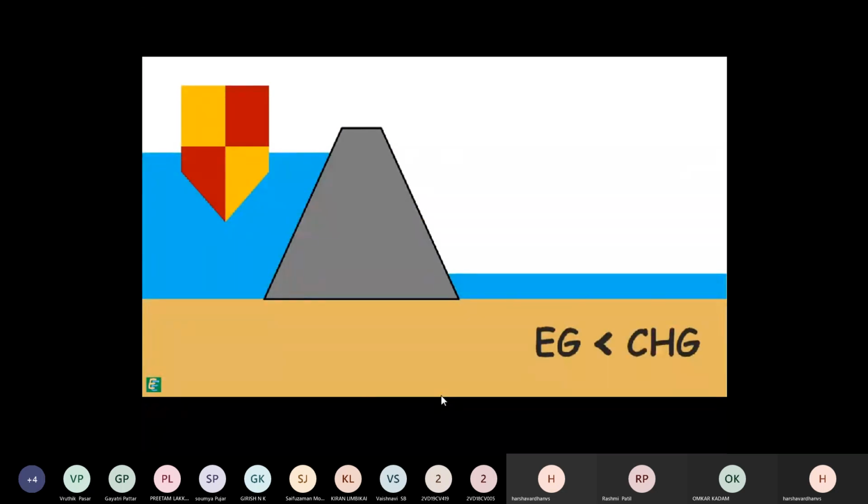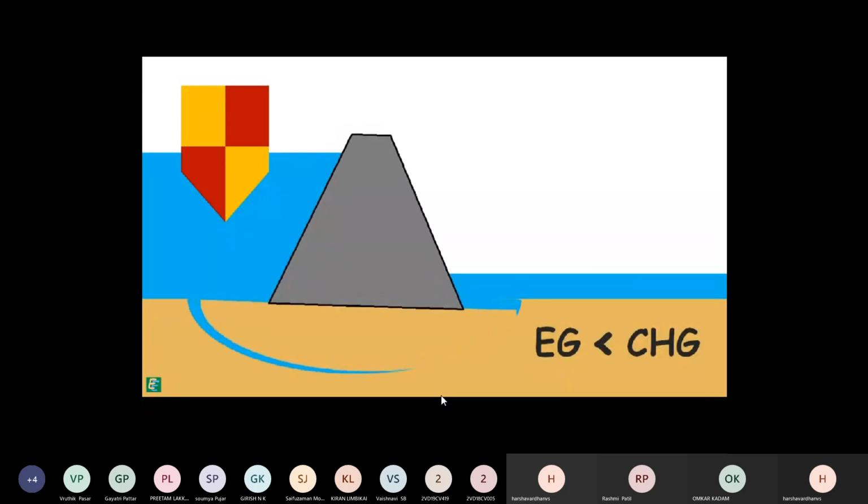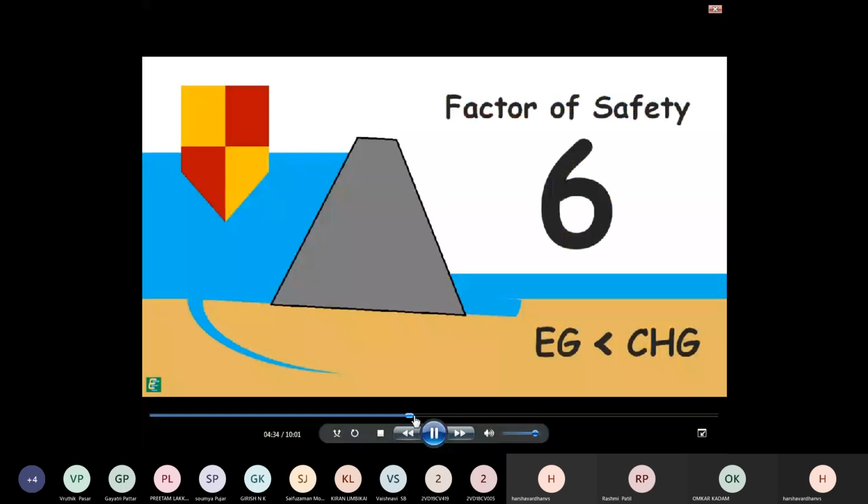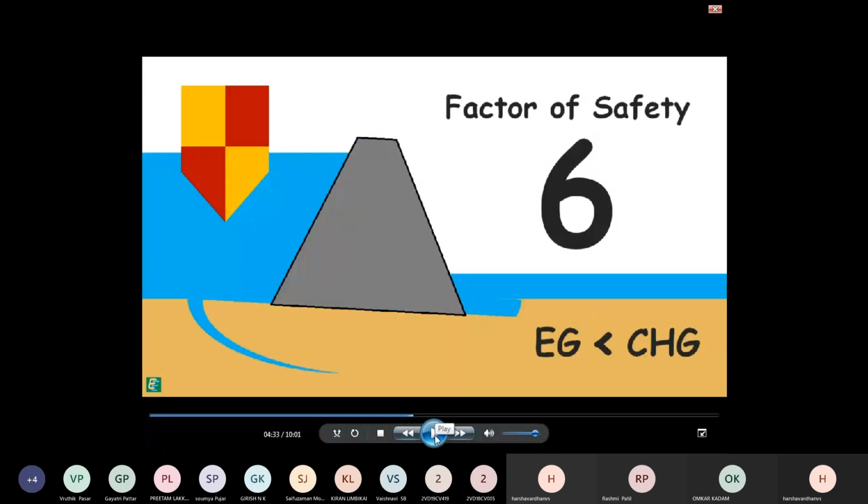So if the exit gradient is less than the critical hydraulic gradient, there will be no piping. That's why here the exit gradient is kept 6 times less than the critical hydraulic gradient. All of you know what a factor of safety is. You have learned it in your RCC. So if the critical hydraulic gradient is 100, then our exit gradient must be 6 times less than 100. So the factor of safety is 6.